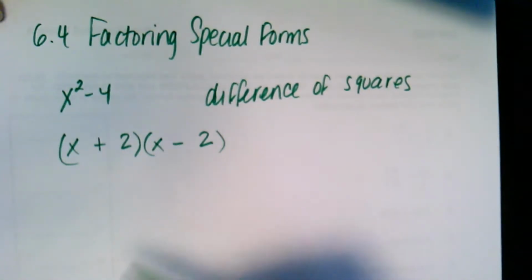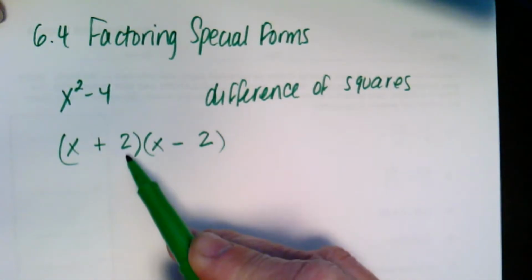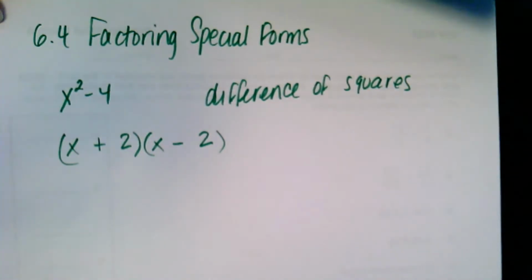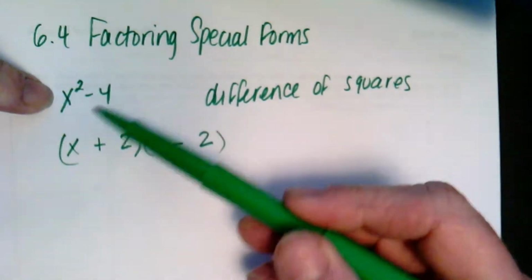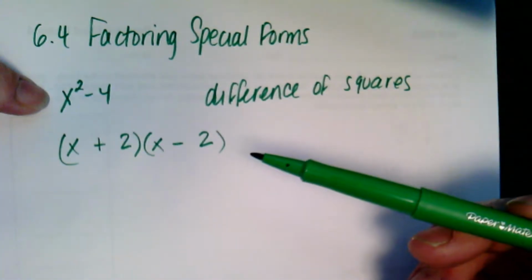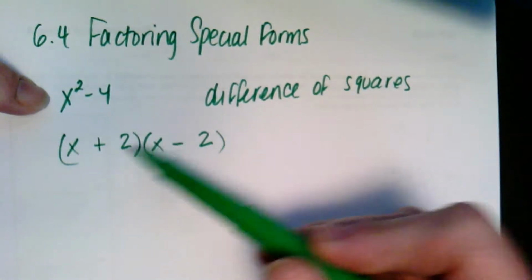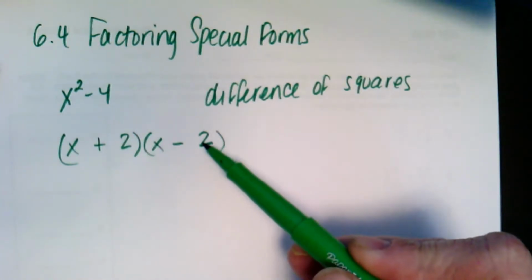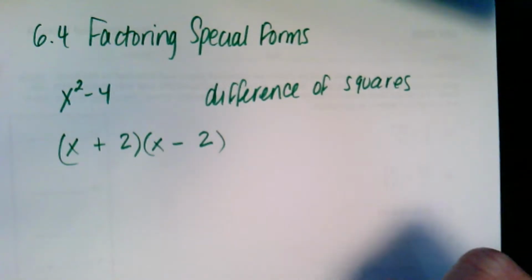Now the reason you do this is because when you FOIL this, your middle term will be plus 2x and minus 2x. So it cancels out, which is what we want here. Notice there is no middle term. It's just your first term and your constant at the end. So that's why we have the plus and the minus. So the rule is you take the square root of the first term, the square root of the last term, and then you put a plus and a minus between them.